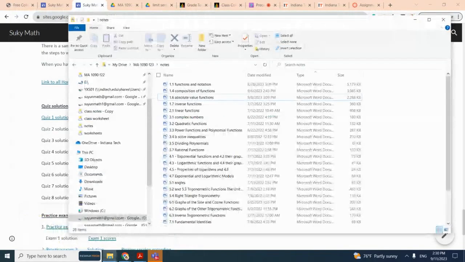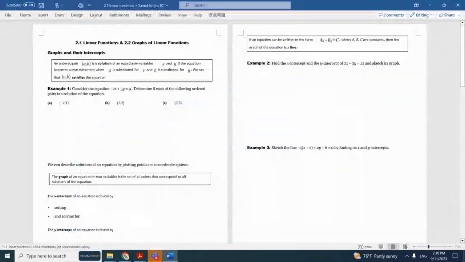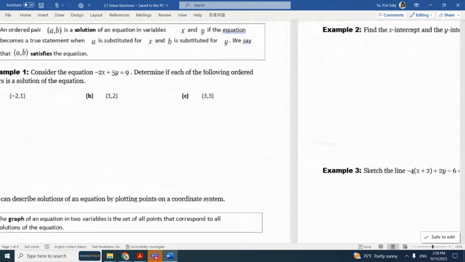Okay, so let's see. Okay, so 2.1 linear functions. This worksheet is kind of like a review. Did you learn linear functions before? Yeah. So this worksheet is mostly a review. Okay, everybody? So, yeah, good.